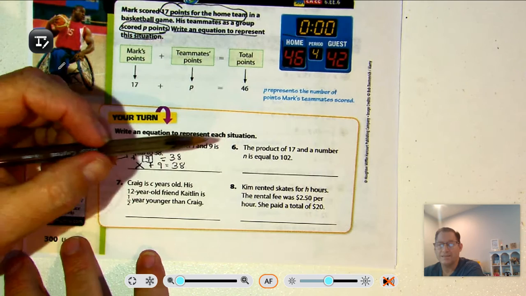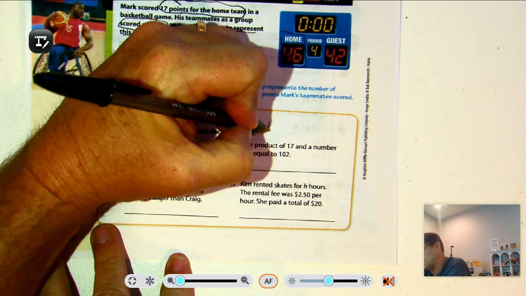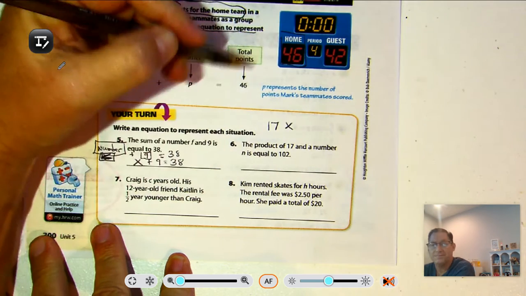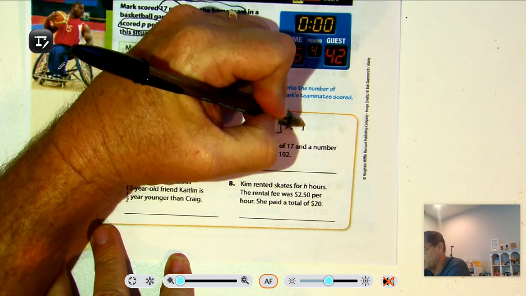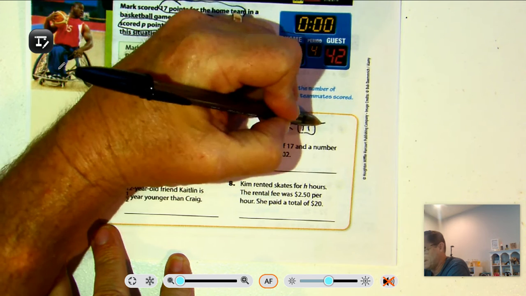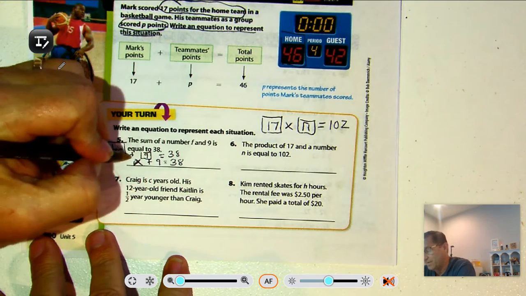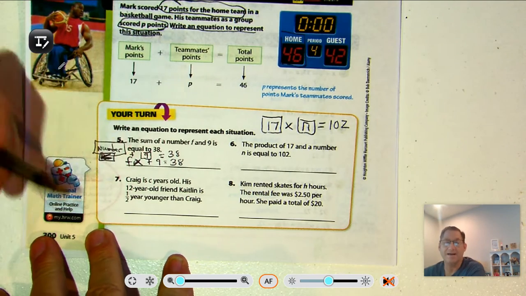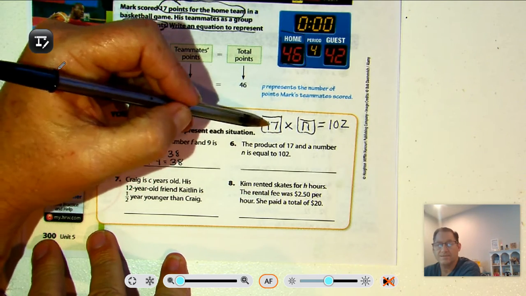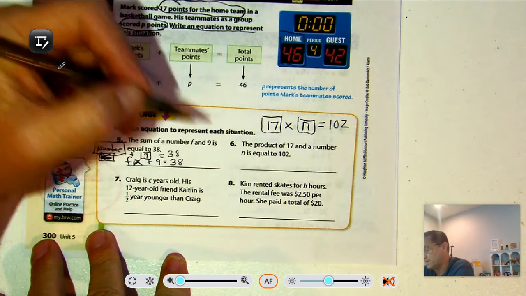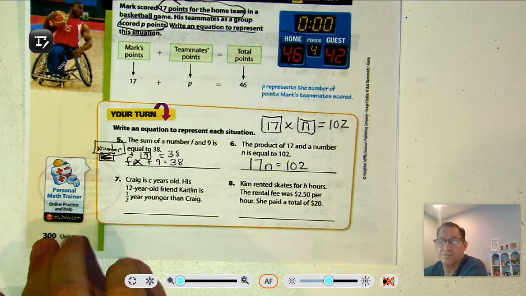Number 6, the product of 17 and a number. So again, we have 17 times, because it says the product, and a number, call this one n, is 102. Oh, let me go back and fix number 5. They said to use f. F and 9 is 38. All right, so the product of 17 and n, that means multiply, is 102. So just put that together, and that would be our equation.